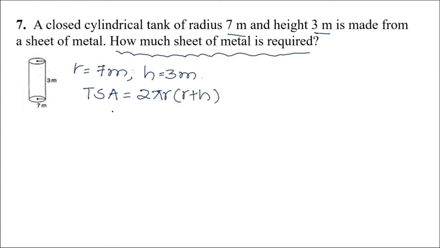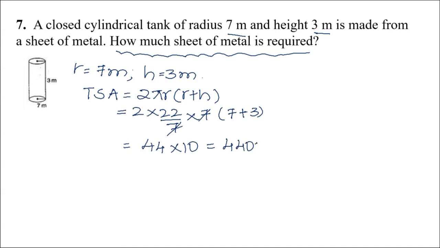Here, we shall take the value of pi as 22 by 7. Radius is 7, so that they get cancelled. R plus h is 7 plus 3. Here 7 will get cancelled. We'll be getting 44 times 10, which is 440 meters square. Therefore, 440 meters square of metal sheet is required.